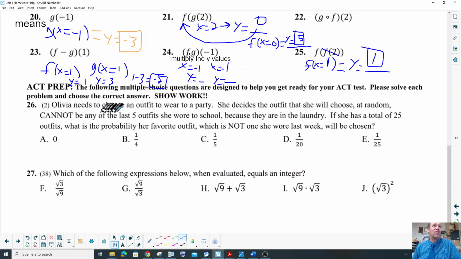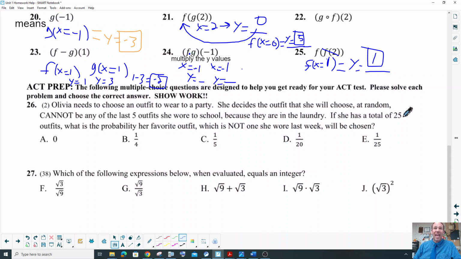Okay, so Olivia needs to choose an outfit to wear to her party. What are you gonna wear? So she decides the outfit that she'll choose at random cannot be any of the last 5 outfits she wore to school, of course, because they're in the laundry. And so she has a total of 25 outfits. What's the probability her favorite outfit will be chosen?